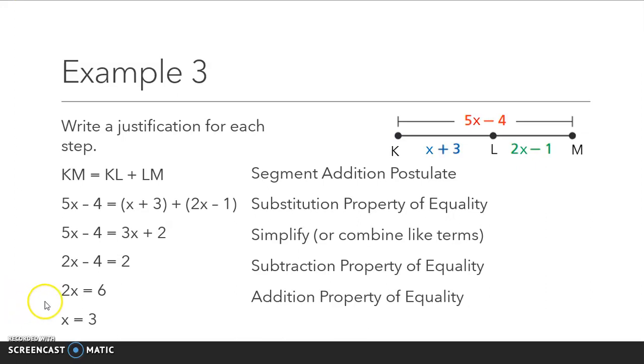Now, finally, in the last step, the 2 disappears. It was 2x, now it turns into a plain x. So they must have divided both sides by 2, because 6 divided by 2 is 3. So our final step is the division property of equality. Okay, so the key with these, at the very beginning you say, how can I get this from the diagram?